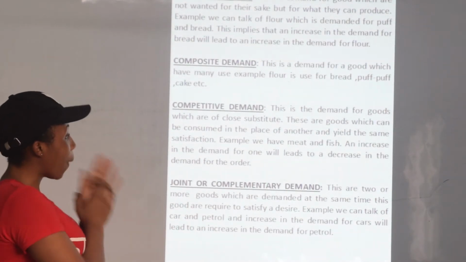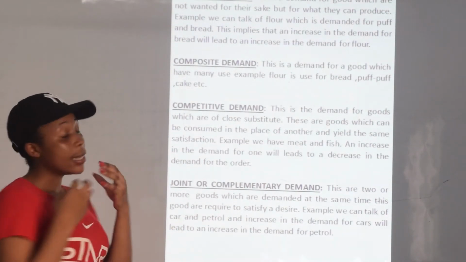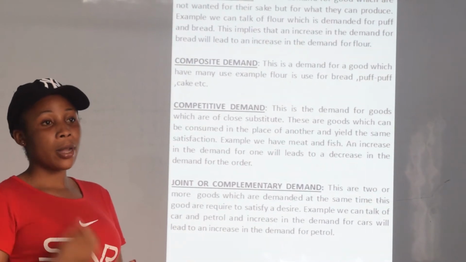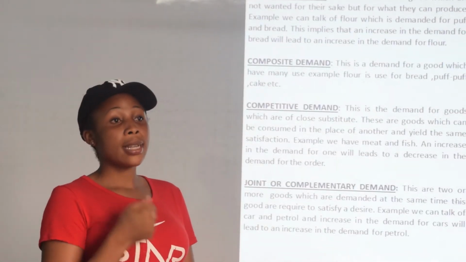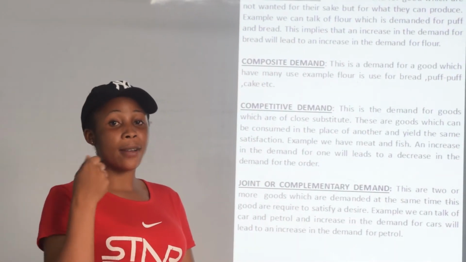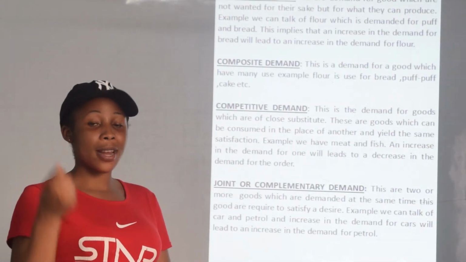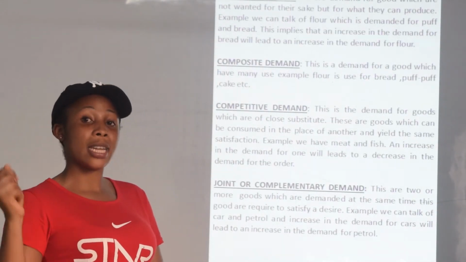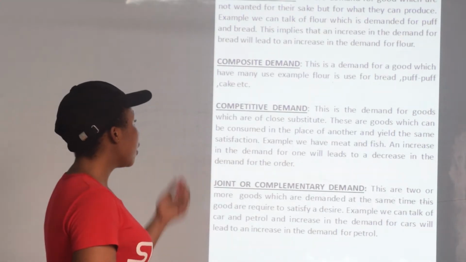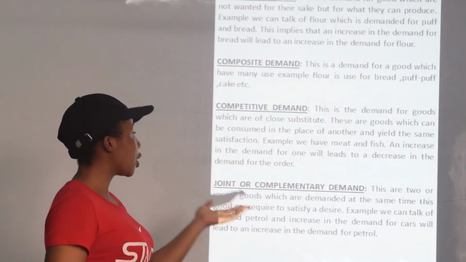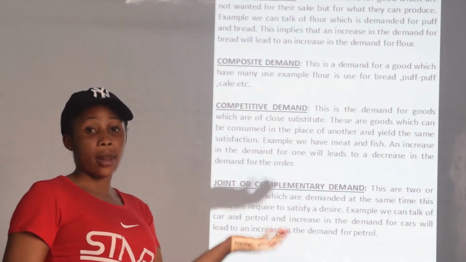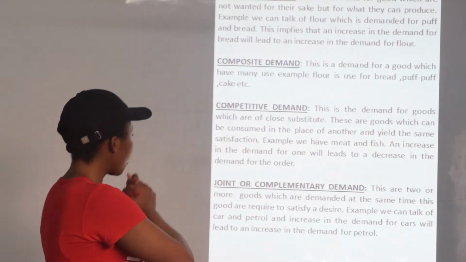Next, we have the competitive demand. These are demand for goods which are close substitutes. What do I mean by the word close substitute? An increase in the price for one will lead to a fall in its demand and consequently an increase in the demand for the other. For example, we have meat and fish. An increase in the demand for meat, for example, will lead to a fall in the demand for fish.